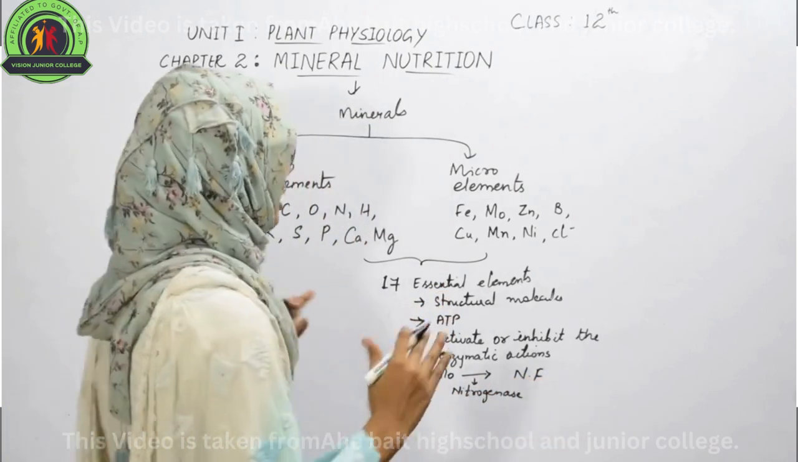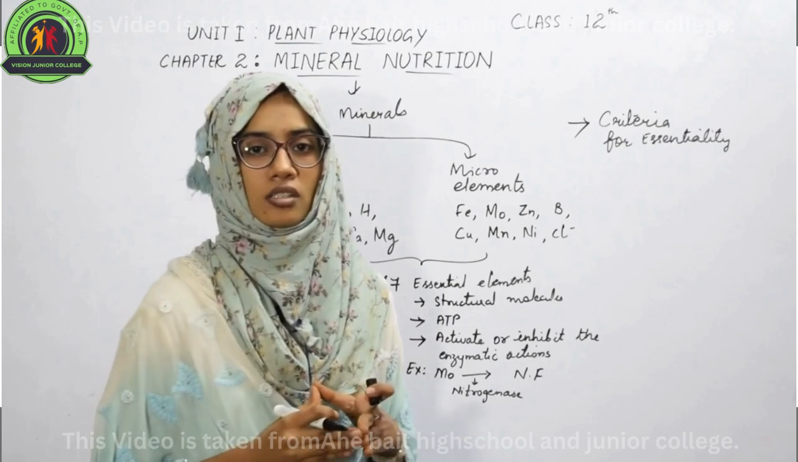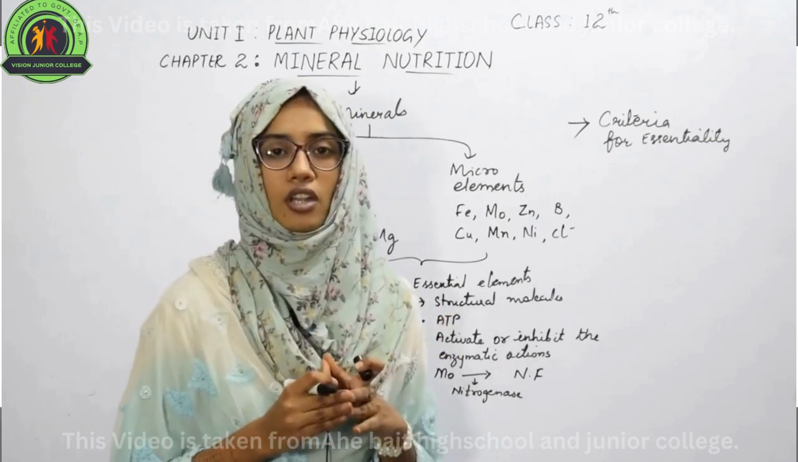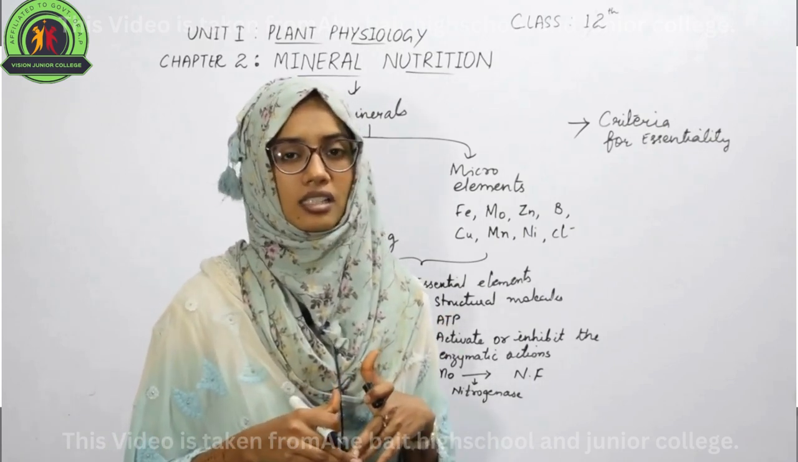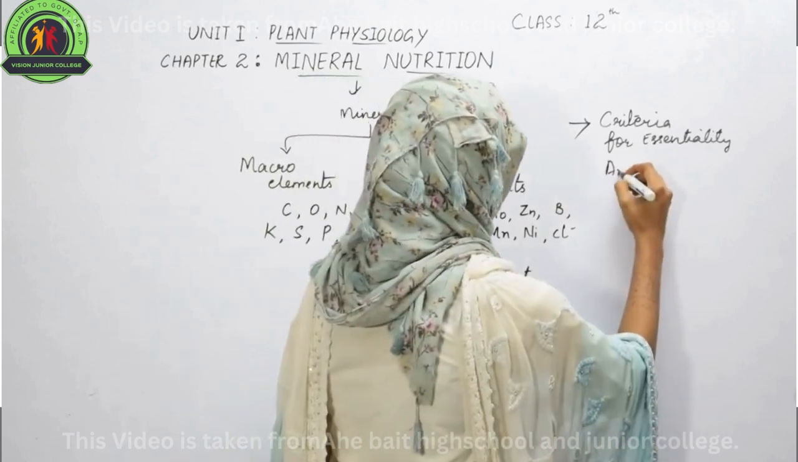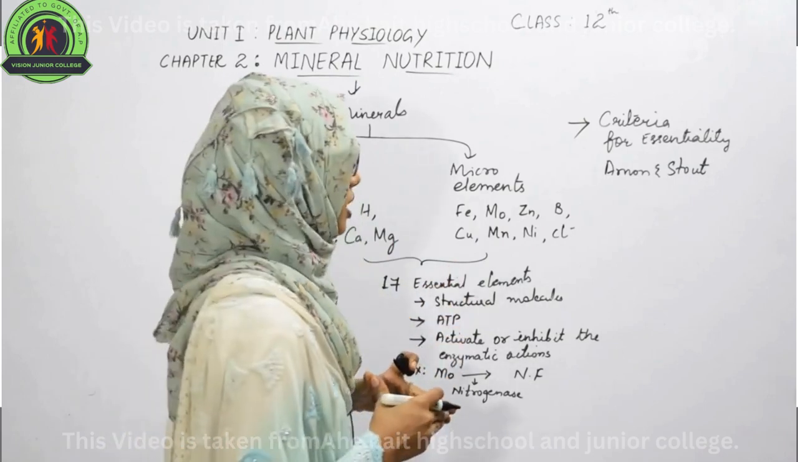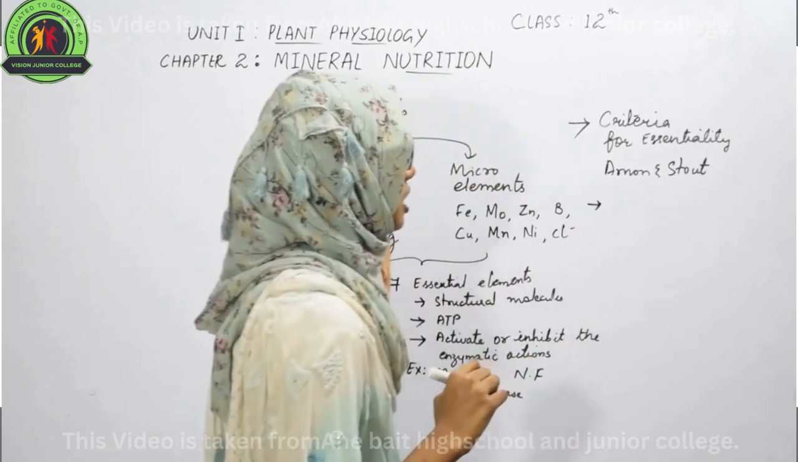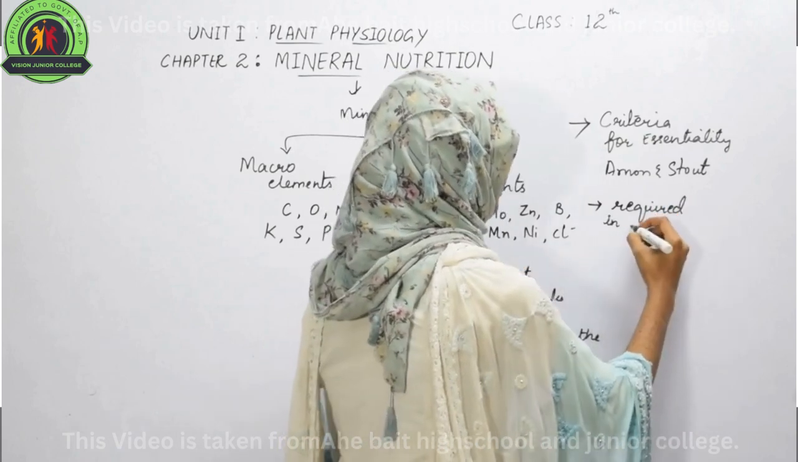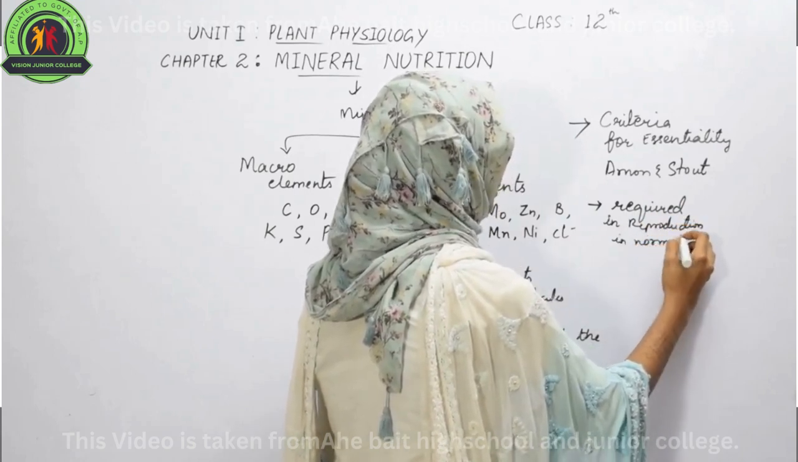Now let us learn about the criteria for essentiality of these elements. What are the conditions by which these elements are considered as essential elements? These conditions were given by two scientists named Arnon and Stout in the year 1939. They have shown some conditions by which these elements can be considered as essential elements. Now, when do we say that these elements are considered as essential elements? Which are essential in the plant body is required to carry out the process of reproduction and also in the normal growth of the plant body.